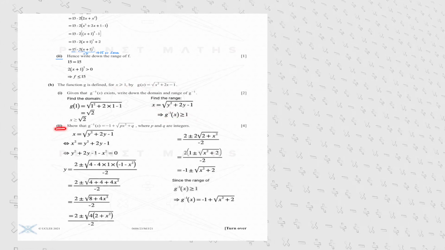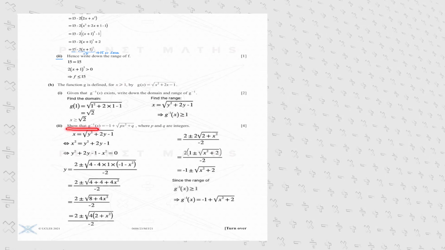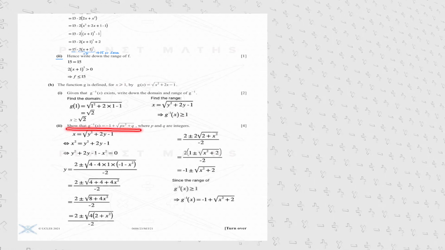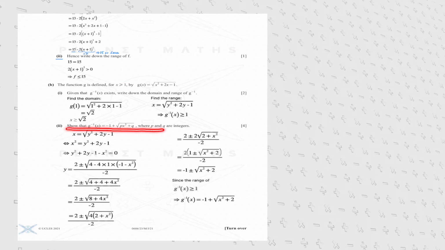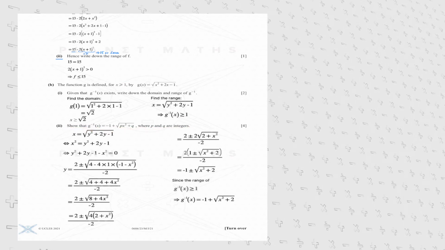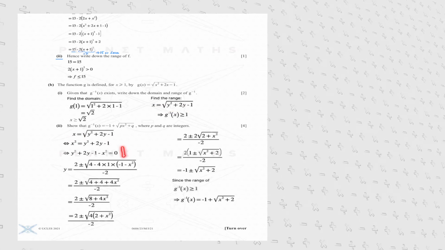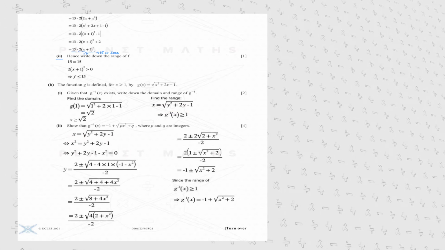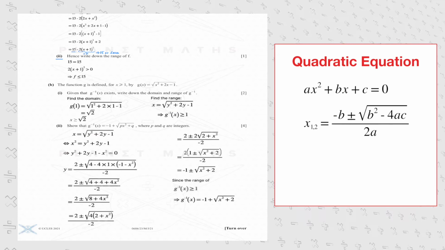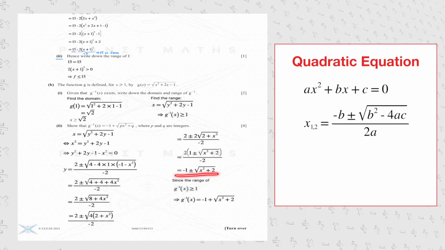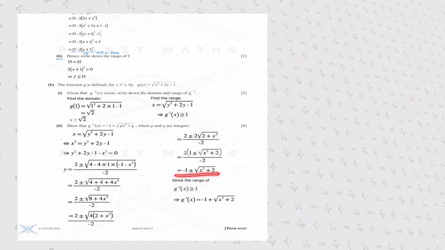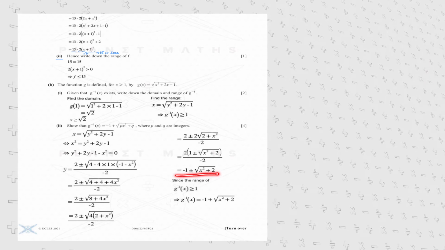In the second part of B, we are supposed to show that the inverse of g equals -1 plus the square root of px squared plus q, where p and q are integers. Therefore, we will be working with this equation and rearrange it for 0. From there, using the quadratic formula, we can determine the values for y, which after simplification delivers us the solutions -1 plus or minus the square root of x squared plus 2.